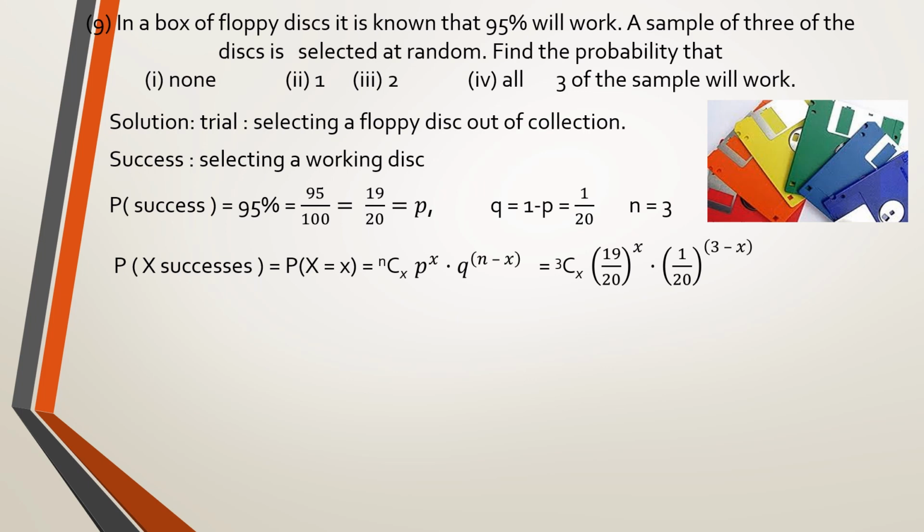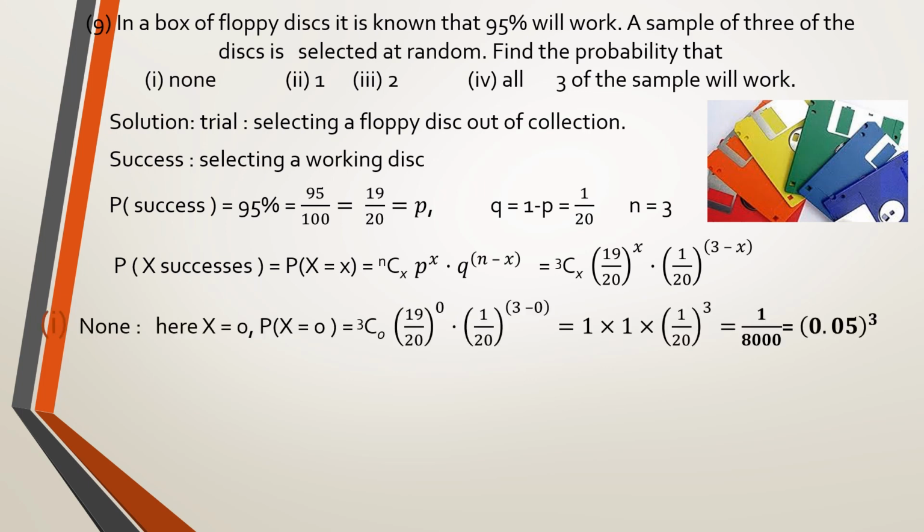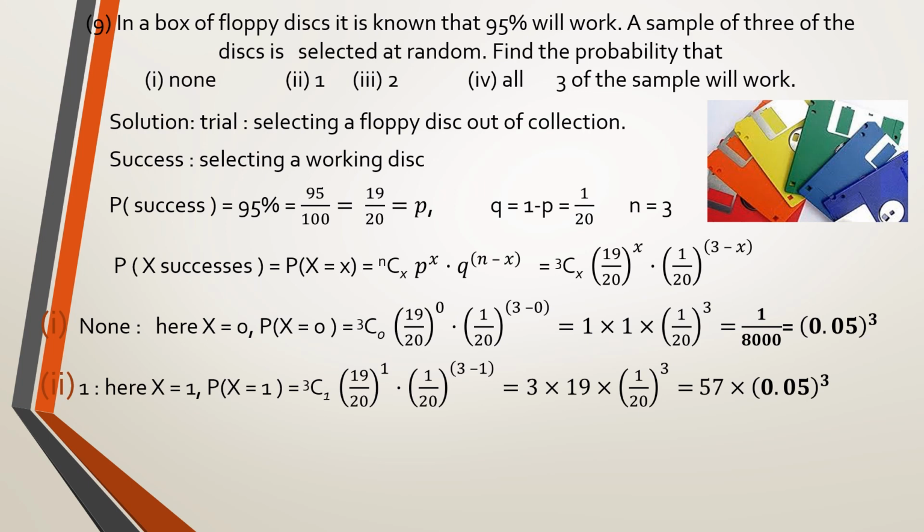Now we discuss all the subsums. First one, none. That means x is 0, 0 successes. Probability will be 3C0 (19 by 20) raised to 0 and (1 by 20) raised to 3 minus 0. That comes out to be (1 by 20) raised to 3. x is equal to 1: we substitute x is equal to 1 in the formula. We get the answer as 57 into 0.05 cube.